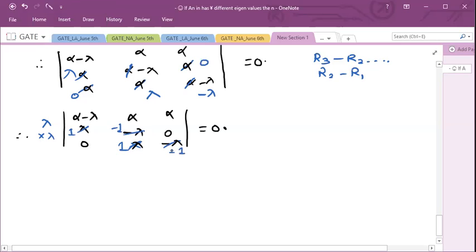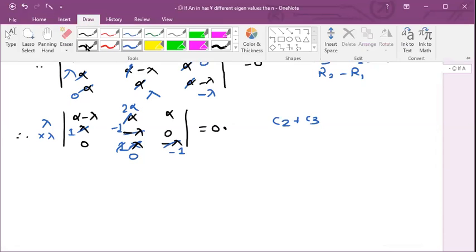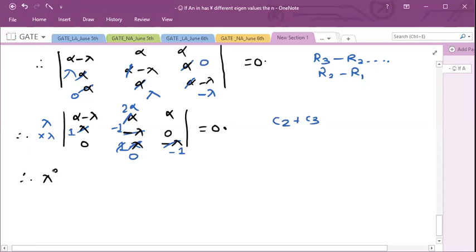Now I can expand this directly because I have plenty of 1s, and with the help of 1 I can make the other one 0 as well. If I make this 0 by column operation, 1 minus 1 is going to become 0, minus 1 plus 0, and alpha plus alpha is 2 alpha. So let us make it 0 first. If I apply the column operation C2 plus C3, 1 minus 1 will become 0, minus 1 plus 0 is minus 1 only, and alpha plus alpha will become 2 alpha. Now I can expand this determinant from the third row.